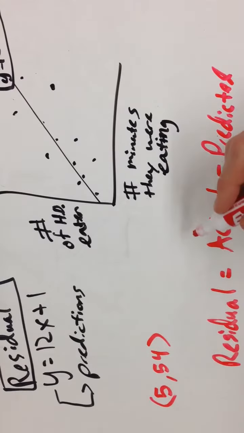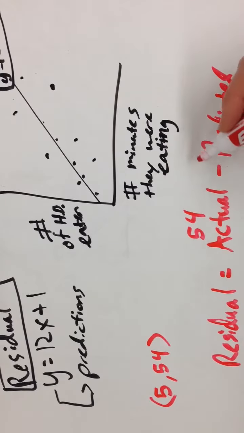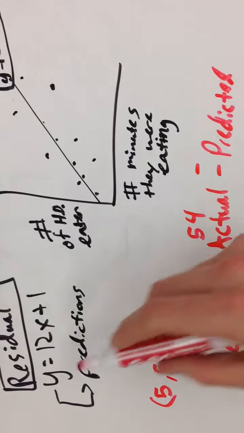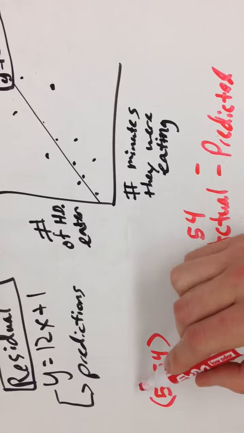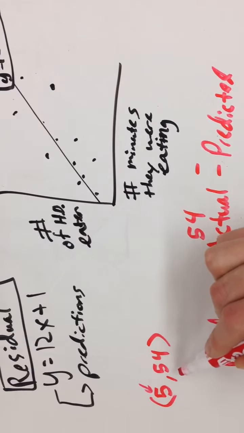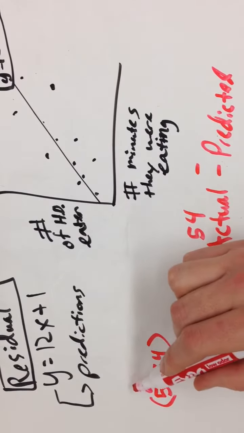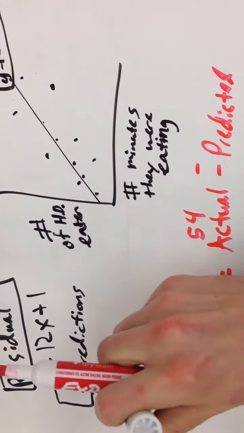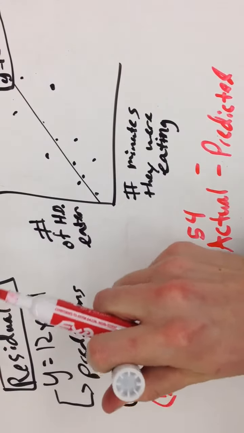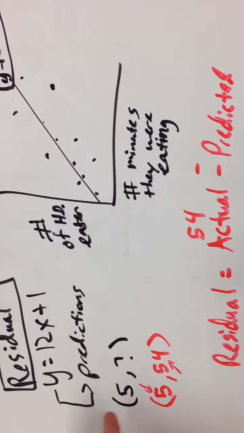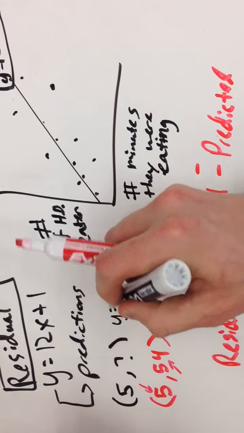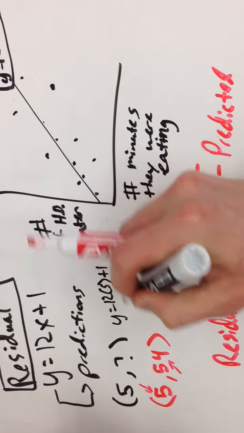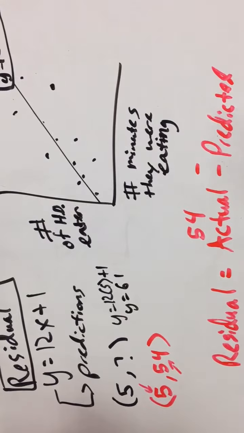So we figured out that he actually ate 54 hot dogs. We need to come up with a prediction. Well, here's our line of best fit. We're given at 5 minutes he actually ate 54, so we need to find at 5 minutes what is our prediction. Well, I'm going to use my line of best fit to solve this problem. So that's y equals 12 times 5 plus 1, which is 61. So I would have predicted that he ate 61.